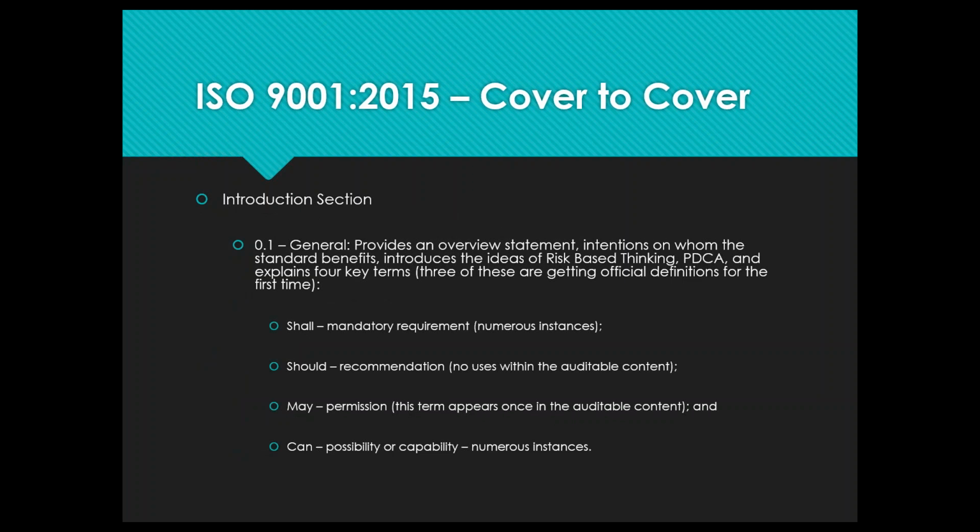So with that in mind, let's do a more thorough cover to cover and explore some of the other things that are included in the ISO 9001 standard. ISO 9001 starts with an introduction section. And under subclause 0.1, we have a general statement. This general statement provides an overview. It gives some indication on who the standard benefits, talks about risk-based thinking.